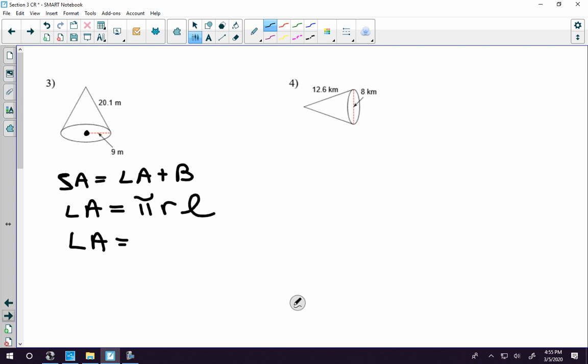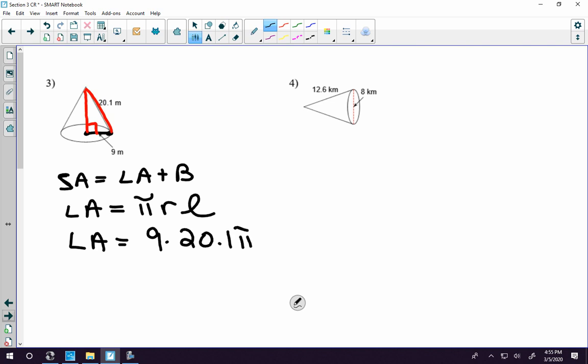The radius of this circle, as I'm highlighting here in black, is a segment that starts in the center of the circle and intersects the arc of the circle. So the radius length is 9 meters. The slant height, once again, is 20.1. If I were to draw this right triangle, the slant height is the hypotenuse of that right triangle. So the slant height is 20.1 meters.